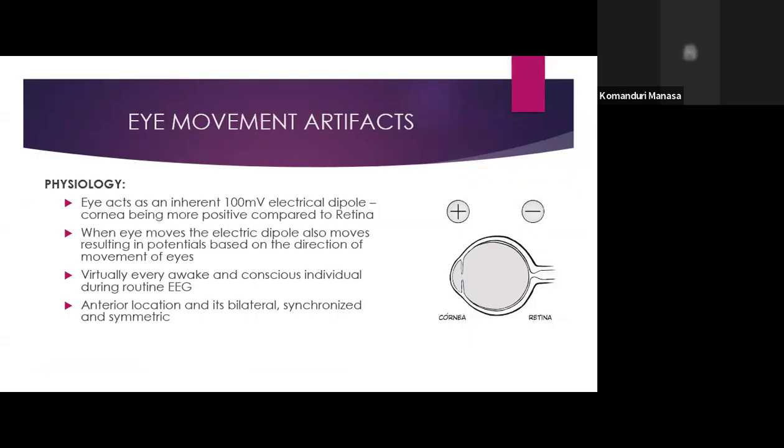And when the eye moves, the electrical dipole also moves, resulting in a potential based on the direction of the movement of the eye. Virtually every awake and conscious individual during routine EEG will have these eye movement artifacts, and they are picked up in the anterior location, that is over frontopolar electrodes or anterior temporal.